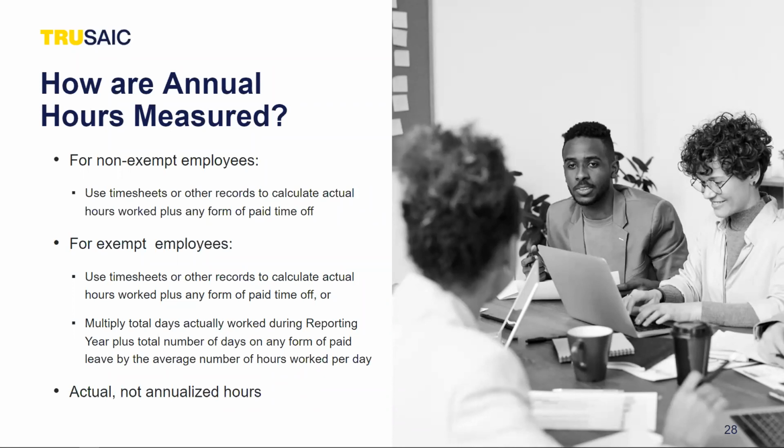The last piece is about how hours are measured. For non-exempt employees, use timesheets or other records to calculate hours worked plus any form of time off. That's a difference from the federal reporting requirements under EEO-1 Component 2 that you may be familiar with, in that here paid time off does count towards total hours. And it's actual hours, not annualized in any kind of way. So even if an employee was hired in the last few months, it's just the hours that they worked for those few months, not expanded out over the course of a year.